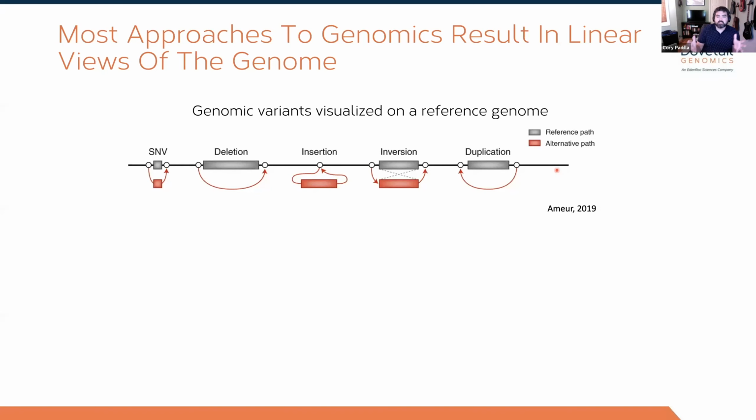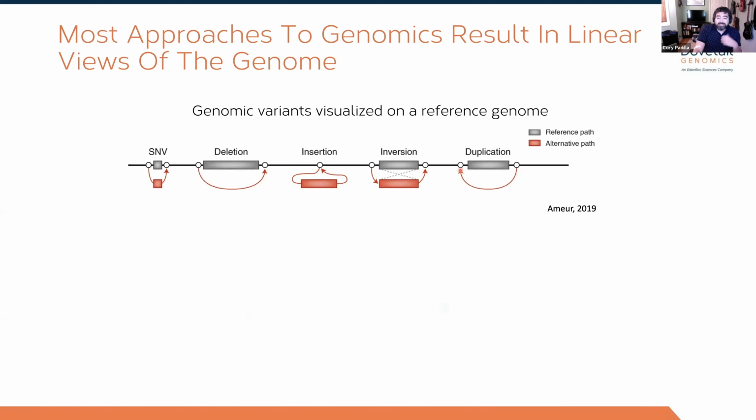So I think to set the stage here, I want to point out the fact that many approaches to genomics really result in this linear view of the genome. So here's just visualizing variants on a linear reference genome. You have your SNPs, you have your deletions, your insertions, inversions, and duplications, right? The thing that all of these share is they're a location in linear space on the genome, right?